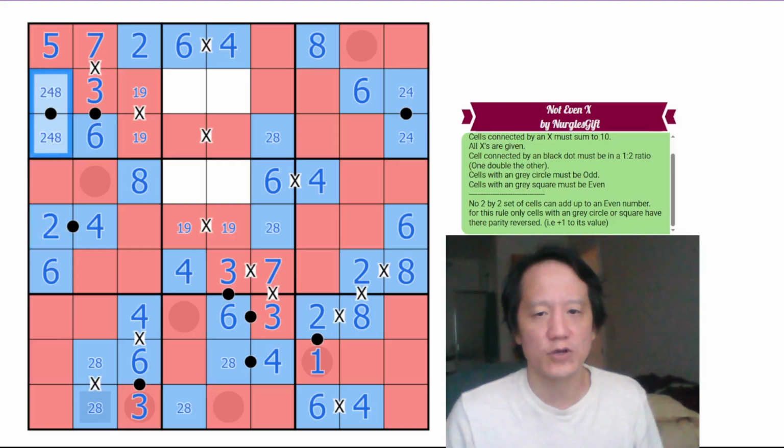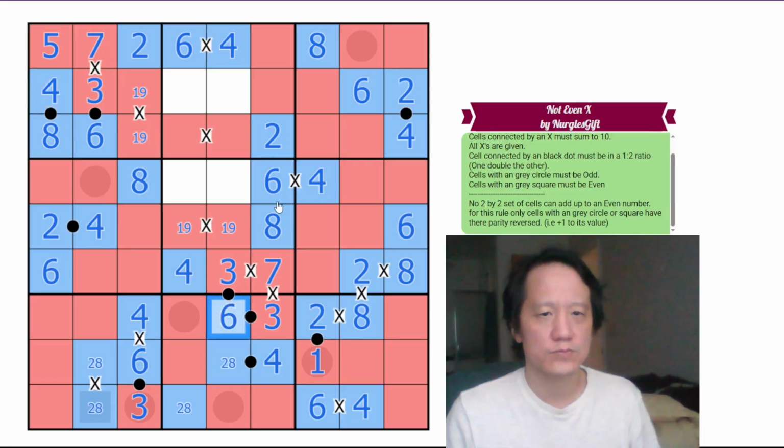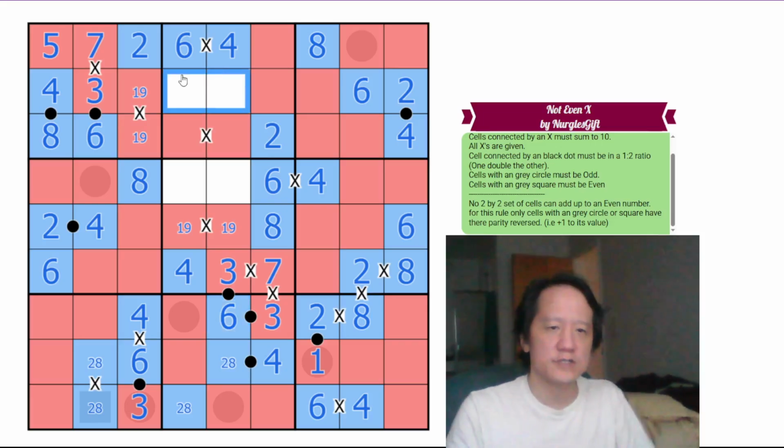So this is a 4-8 pair. This 2 eliminates 2 here, so this is 8, which makes this 2, which makes this not 2. This is 4, this is 2. That means this 4 eliminates 4 here, so this is 8, this is 4. So one of these is an 8.